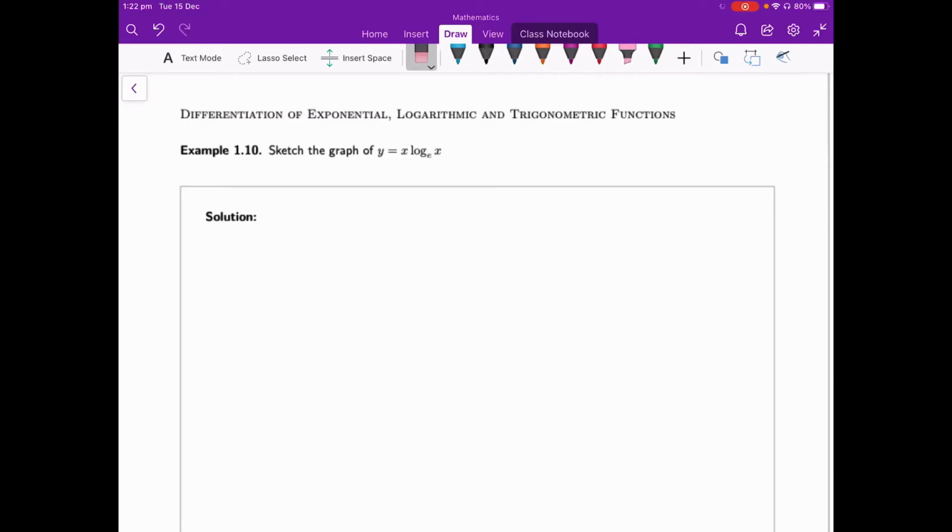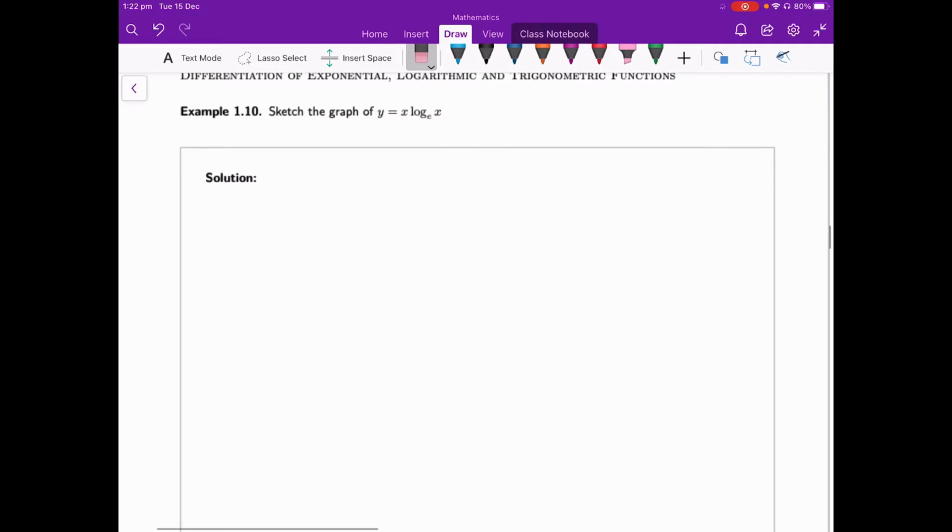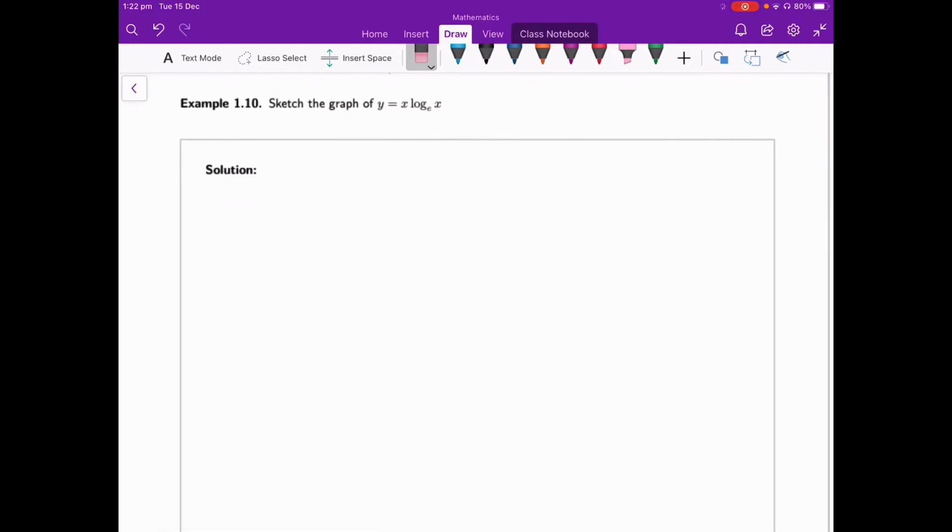Okay, having a look at example 1.10, we're going to sketch y equals x log to the base e of x. So let's start off with our x-intercepts. For our x-intercepts, we'll let y equal 0. So therefore, we'll have 0 is equal to x log to the base e of x.